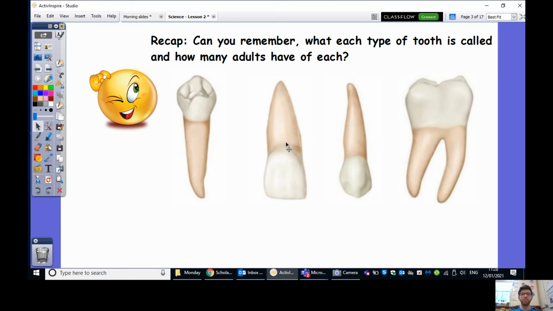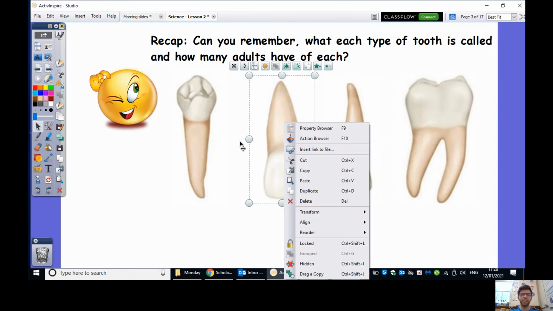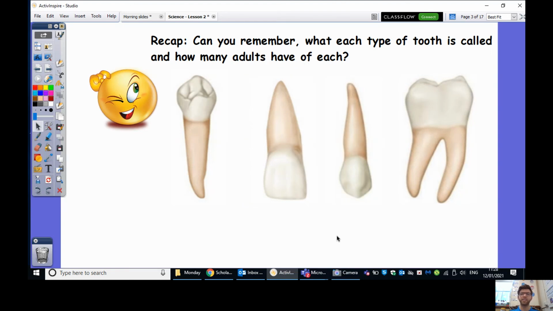So hopefully we remembered that this tooth over here is called an incisor. So this one is an incisor. And how many do we have of those? Hold that in your head and call out, please, in 3, 2, 1. Hopefully calling out 8. We have 4 at the top and 4 at the bottom, right at the front of our jaw.